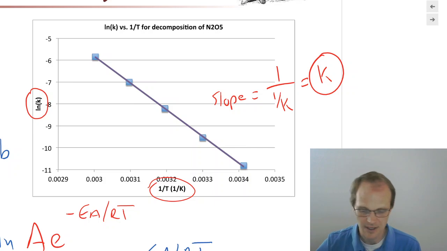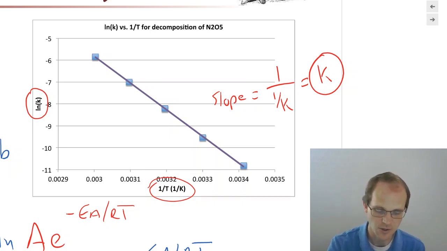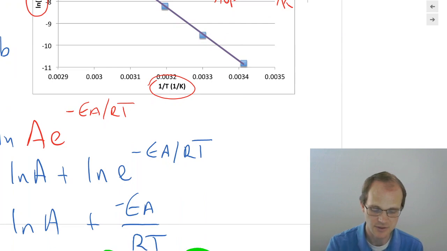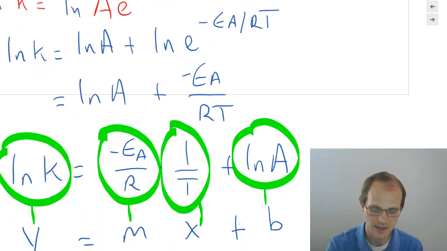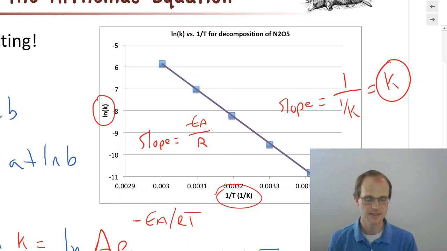I thought I had a slope for this one, but I don't. We're going to go ahead and do an example in a little while. But what you do is, if you had this slope, that slope would be equal to minus EA over R. So the slope is minus EA over R. And again, that R should probably be your 8.314 joules per Kelvin mole.